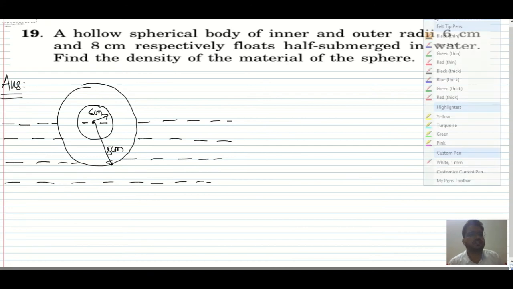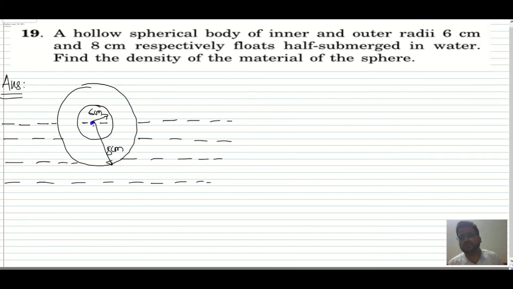Now as you can see, who is balancing the mg? Mg is balanced by the buoyant force. So buoyant force B is equal to mg. What is buoyant force? Buoyant force is nothing but the density of the liquid, that is 1, into volume displaced.